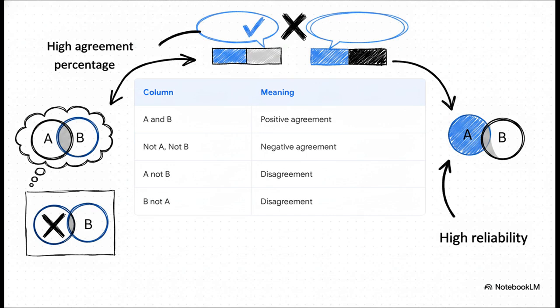Remember that 96% agreement trap we just talked about? Well, that usually happens because the vast majority of the transcript was left uncoded. Both coders simply agreed to leave it blank. But when it came to the actual text they did code, they completely disagreed, and that shows up in the A not B and B not A columns. High agreement percentage often just means a lot of blank space. It definitely does not equal high reliability.